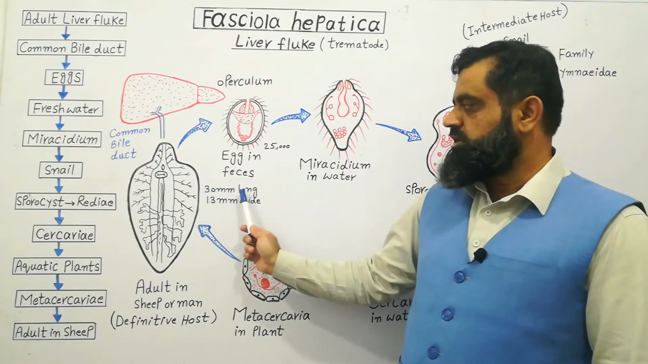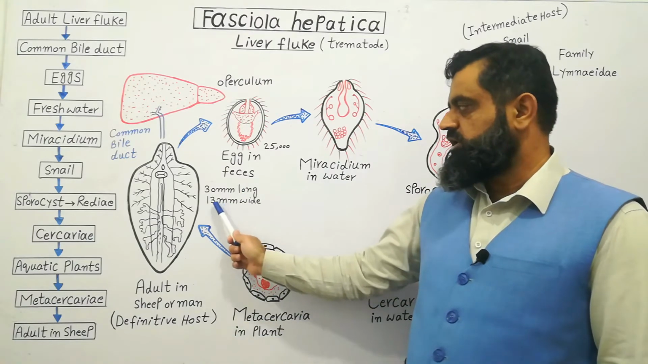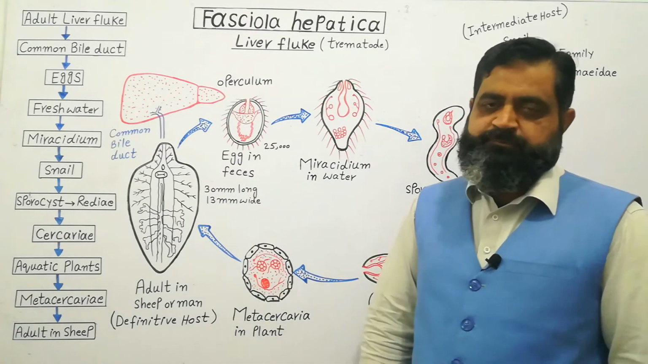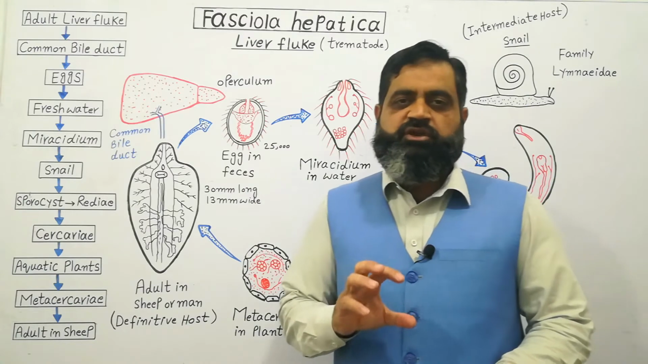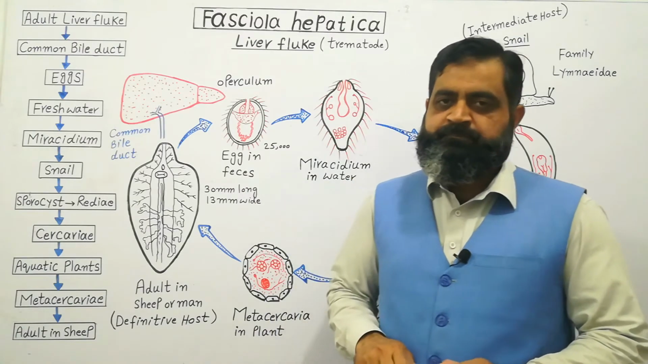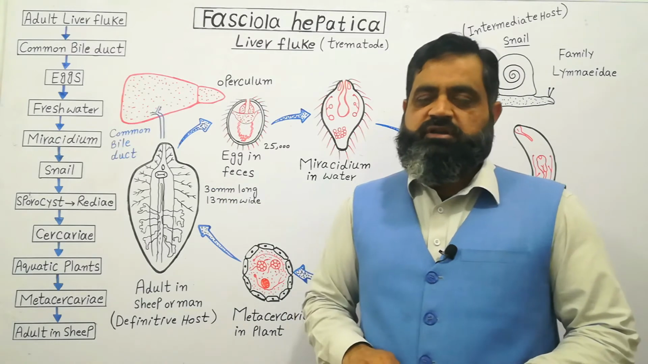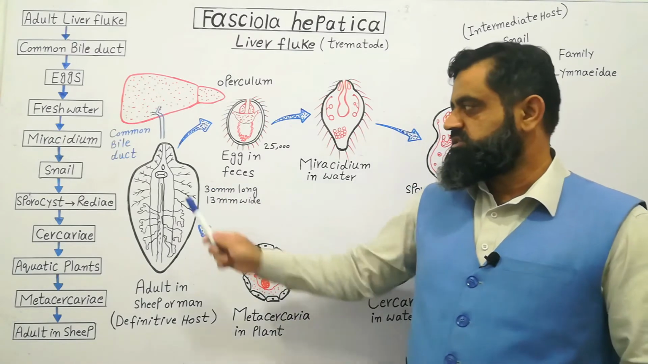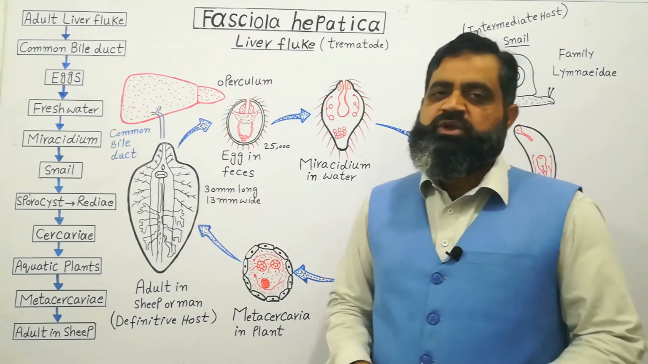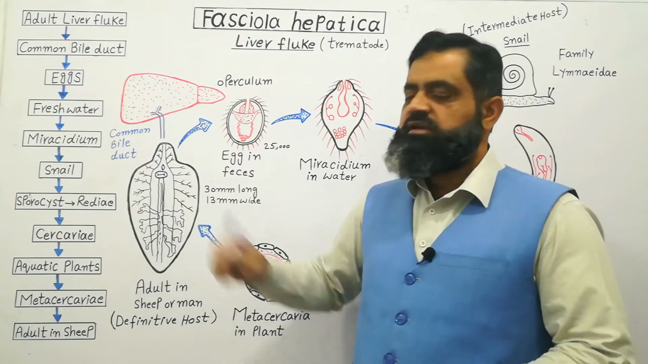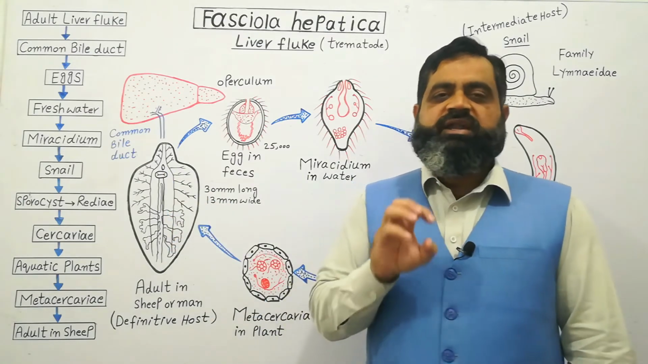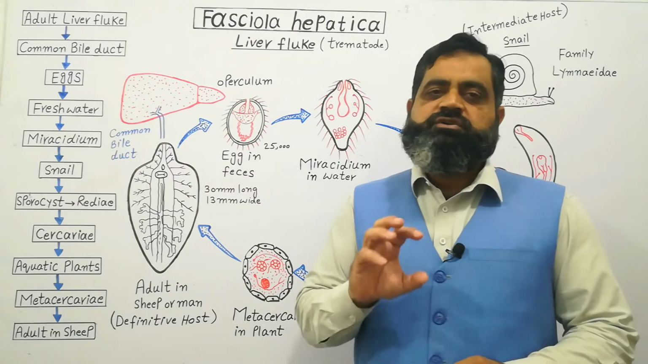It is 30 millimeter long and 13 millimeter wide, and it is a very large parasite of humans and cattle. Their length can vary up to 75 millimeter also. But this liver fluke has a sucker on its anterior end with which it attaches to the surface of the bile duct.